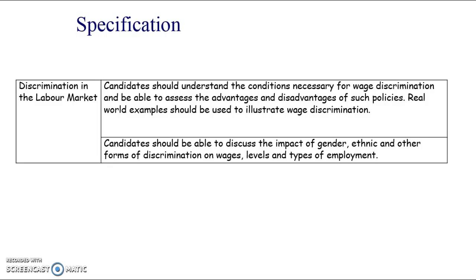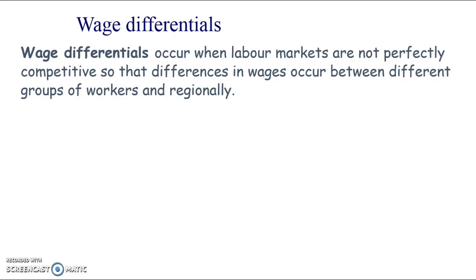So these are the specification objectives, and wage differentials occur when labour markets are not perfectly competitive, because remember, when labour markets are perfectly competitive, all occupations theoretically should be paid the same amount, but we find that there are differences in wages that occur between different groups of workers and regionally as well, and different industries.